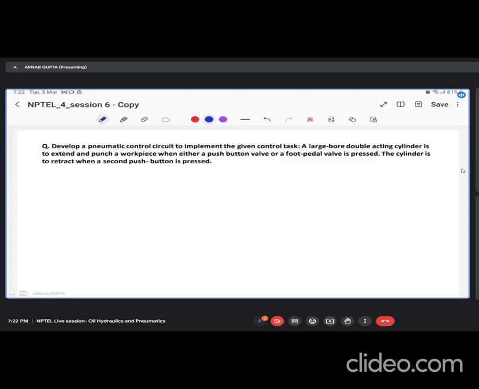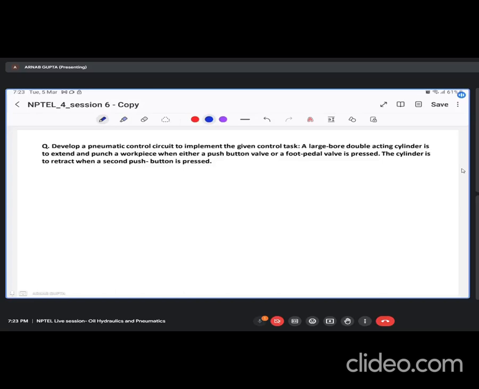You bring the next workpiece using a sequence valve. You can automate it by using a sequence valve, or you can also do it manually depending on what type of operation you are using. Then again you press using your hand, and it will come and punch. So this type of operation is pretty frequently seen in industries.